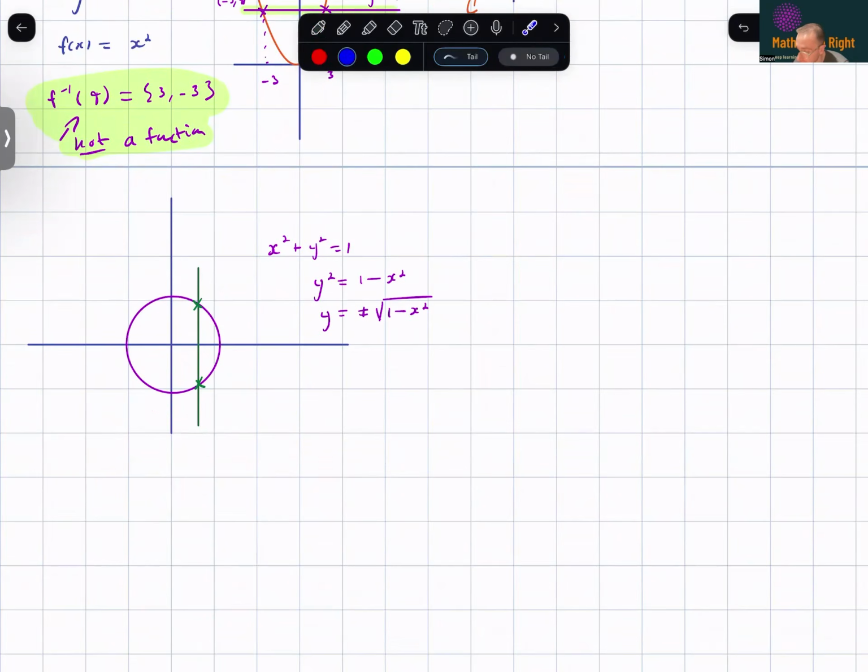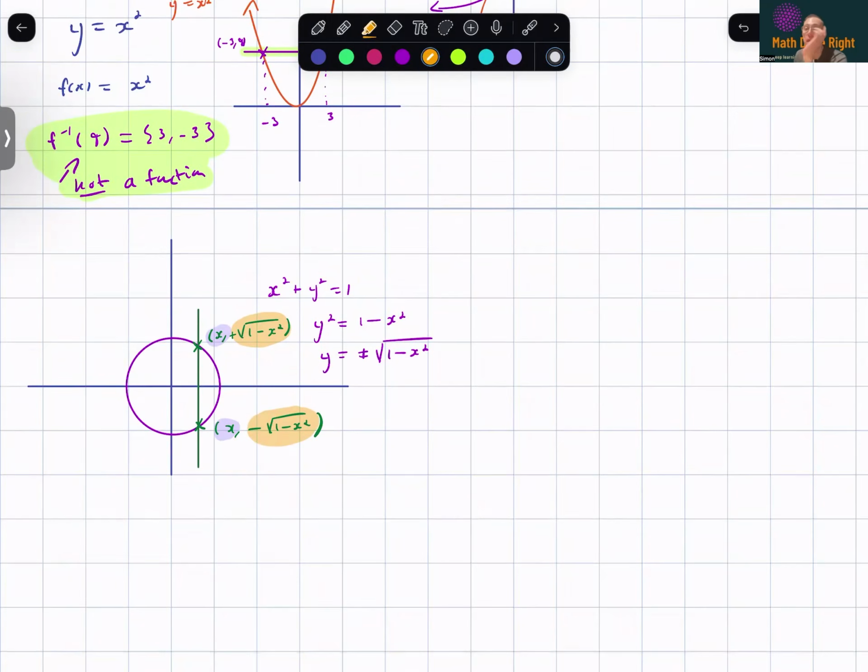So if we draw a vertical line at some point x, we are going to get 2 points of intersection with the graph. We get x and the positive square root of 1 minus x squared, and also x and the negative square root of 1 minus x squared. That's what's going on here. The same x gets sent to 2 different y values, and that's not a function, right? We defined functions to have unique outputs. It's called being single valued. We defined functions to have unique outputs on some input.